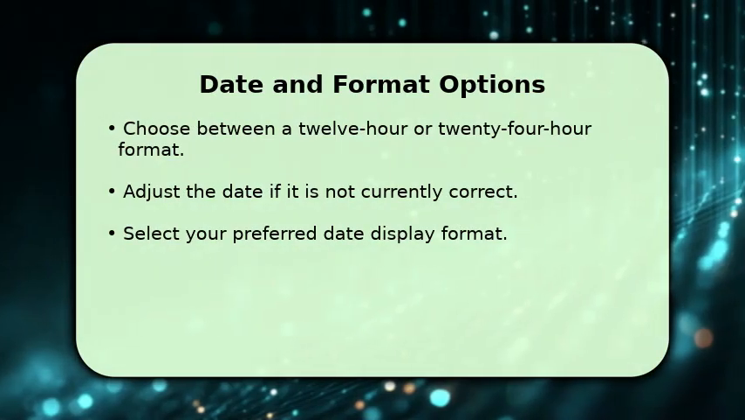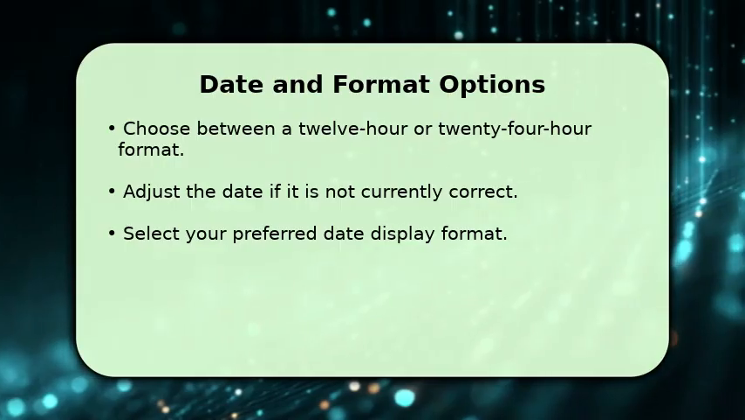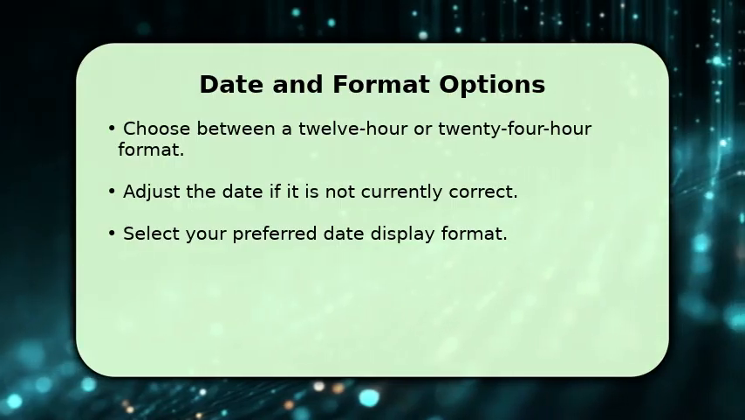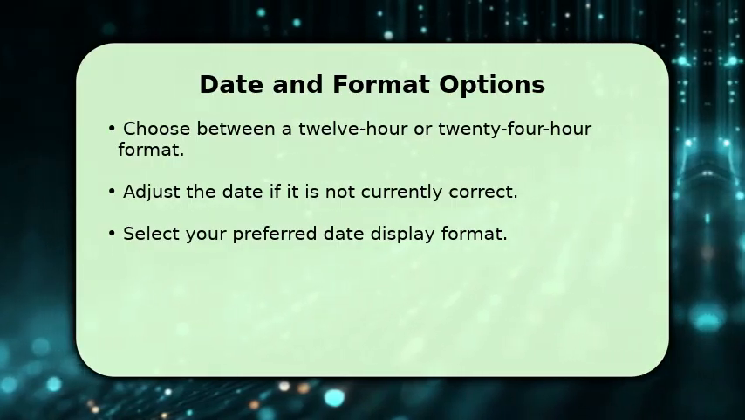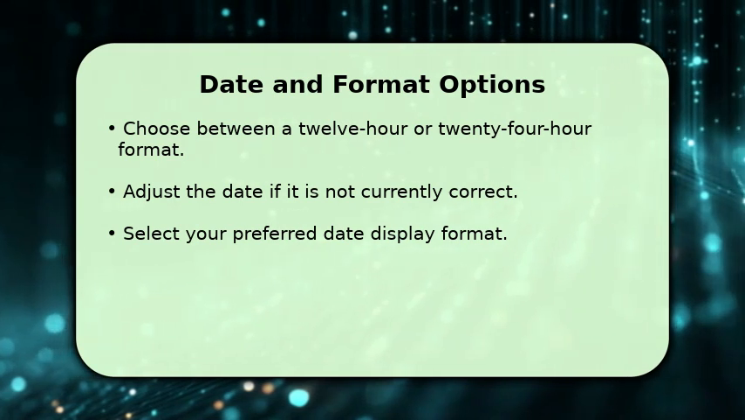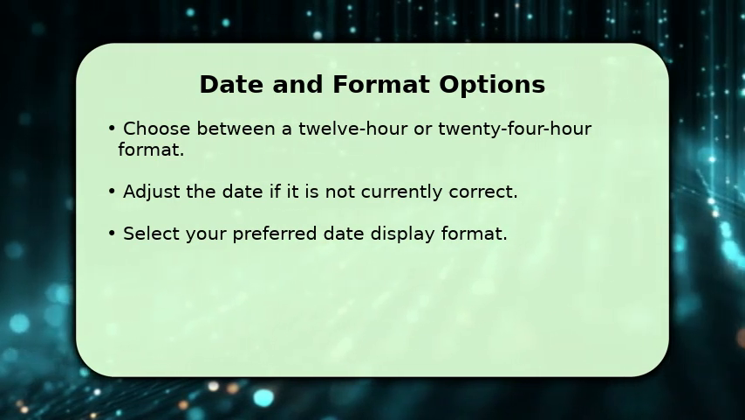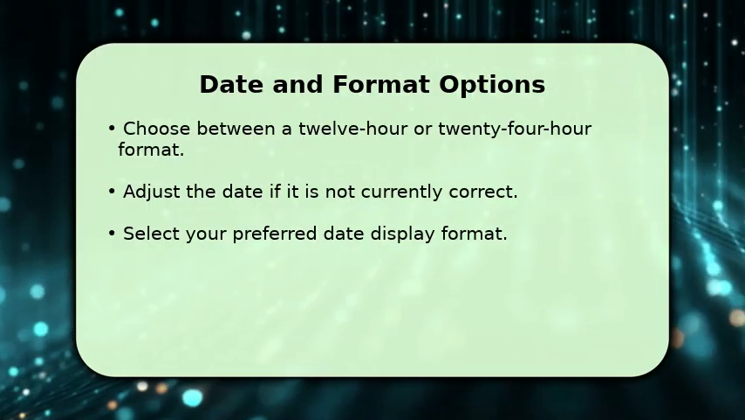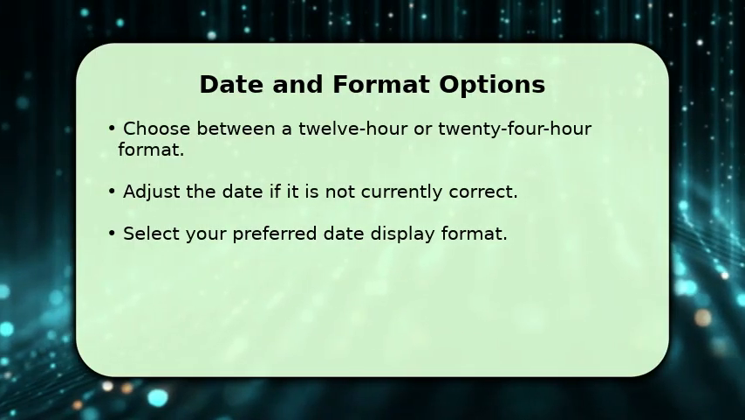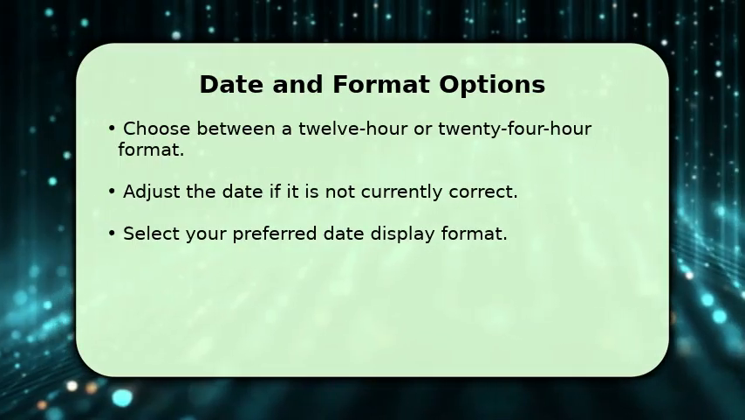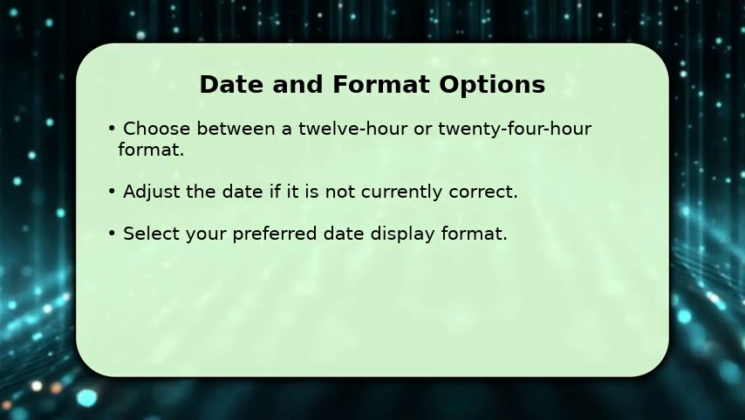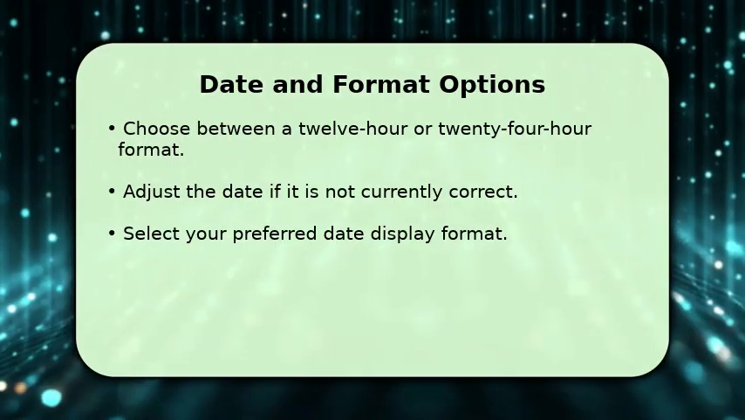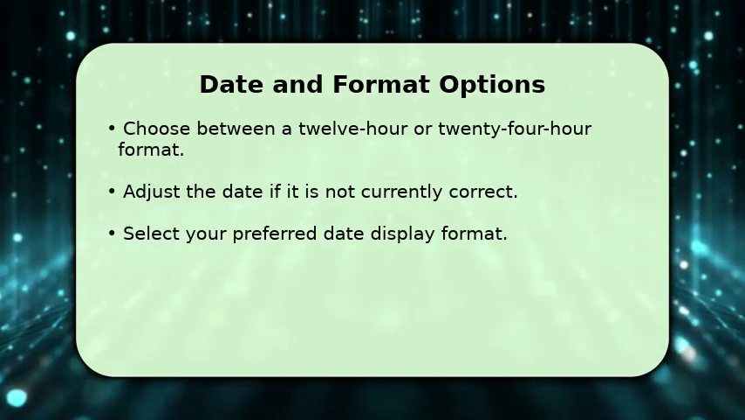Beyond just setting the time, you can also customize how it's displayed. The MMI system allows you to switch between a 12-hour and a 24-hour format, depending on your preference. You can also adjust the date if needed, ensuring your car's calendar is accurate. There are usually options for different date display formats too, so you can pick the one that suits you best for clarity and ease of reading.